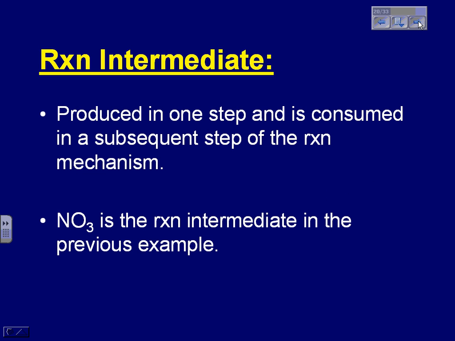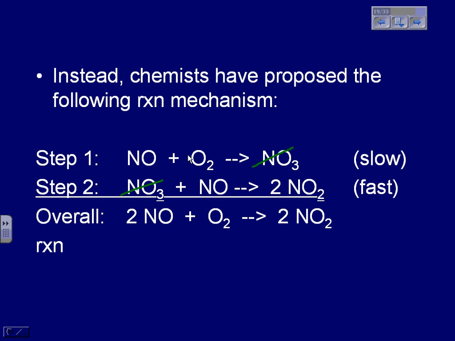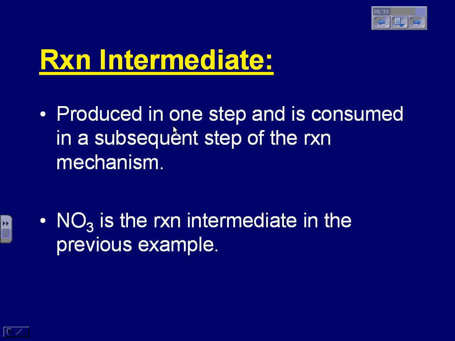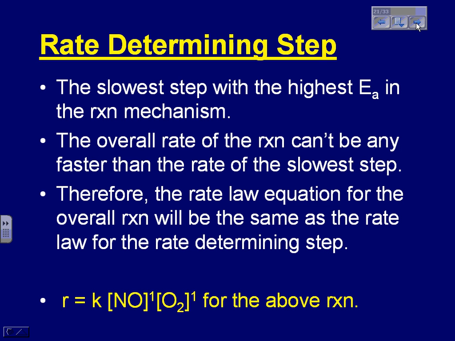Now, a couple of terms that we need to deal with. One, reaction intermediate. The NO3 in our last reaction is a reaction intermediate. And that's because it is produced in one step and then consumed in a subsequent step. All right, you can see that.